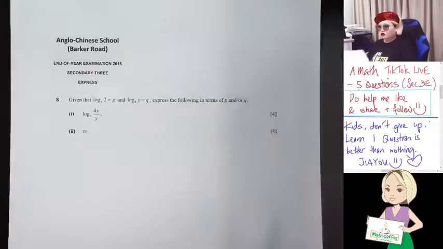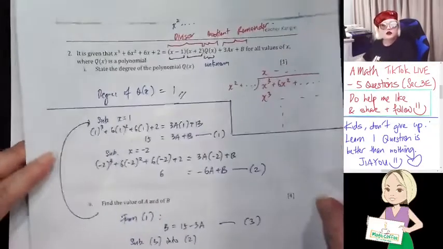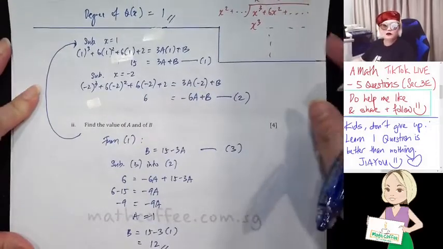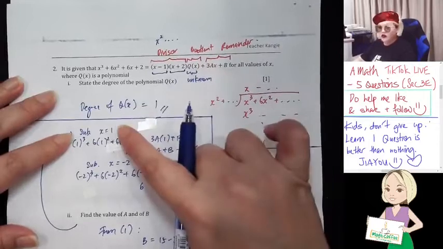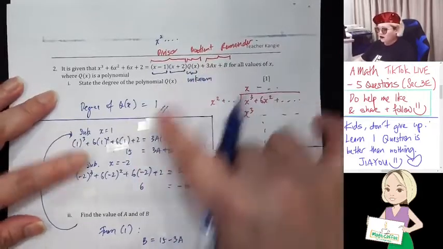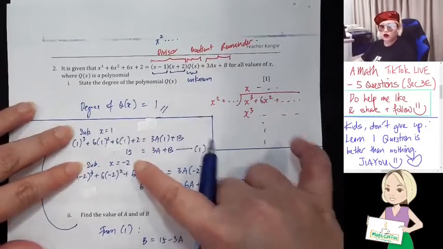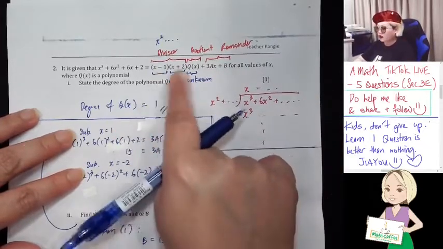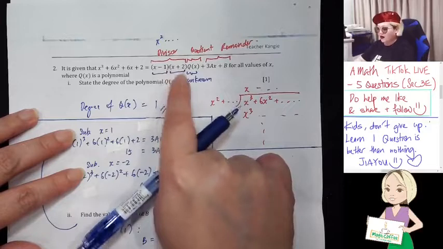Everyone, the simultaneous, I believe you all definitely know how to do it. The only thing is, why is it that we need to sub x equals to 1? Why is it that we need to sub x equals to minus 2? I already explained. This is not a fixed thing to sub. It depends on what is the neighbor bracket. Understand?